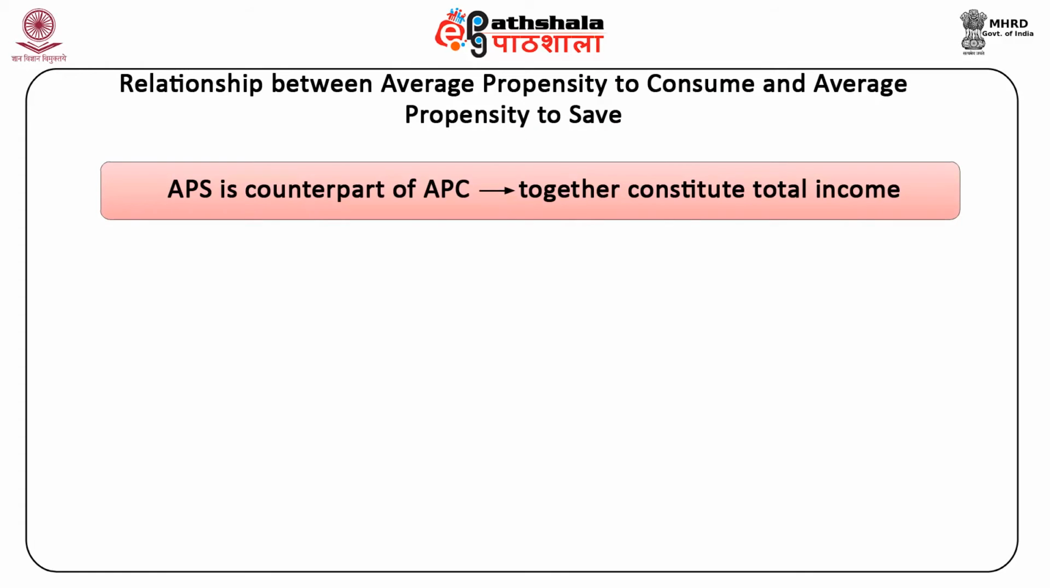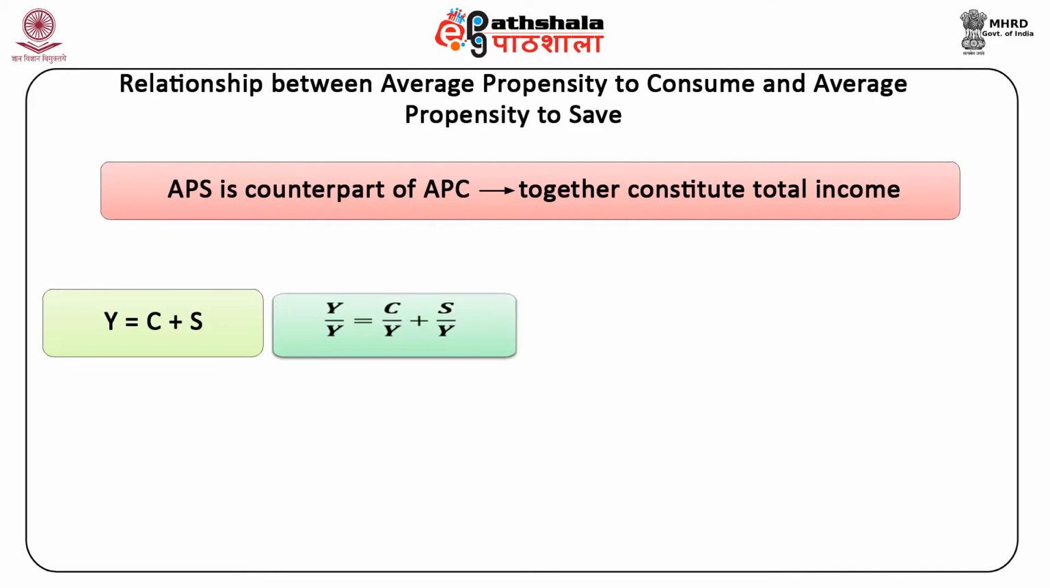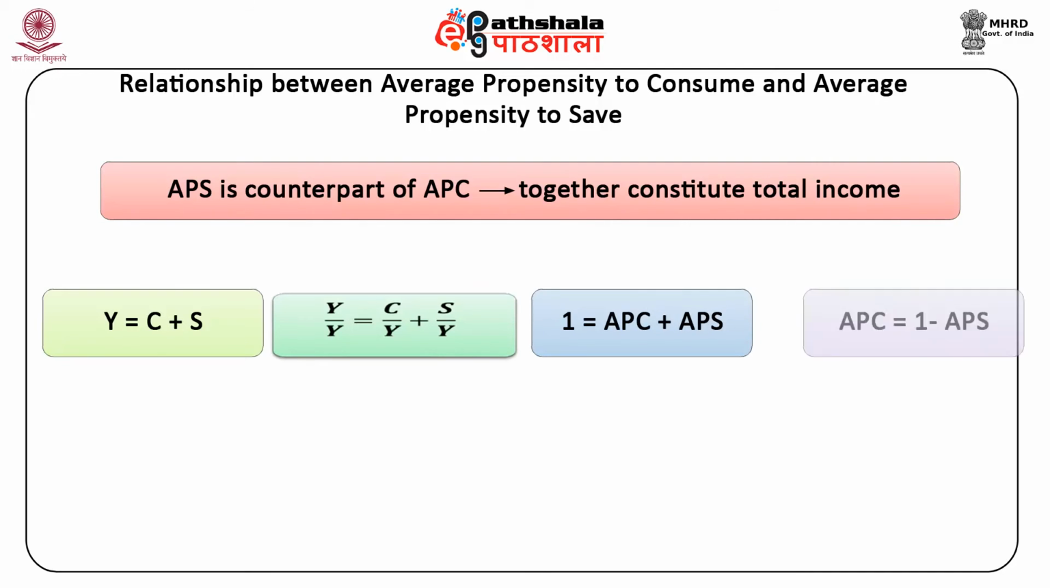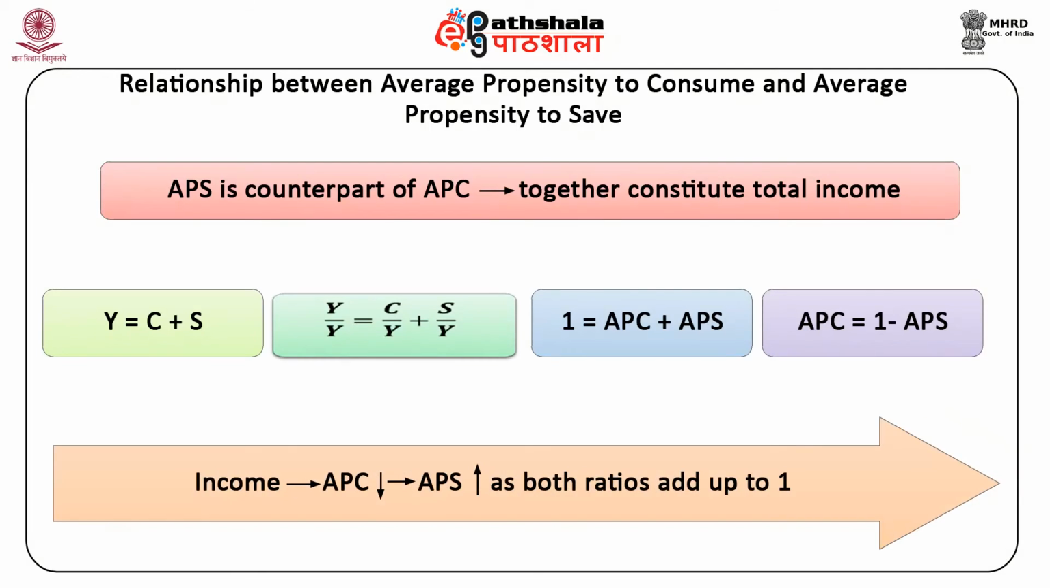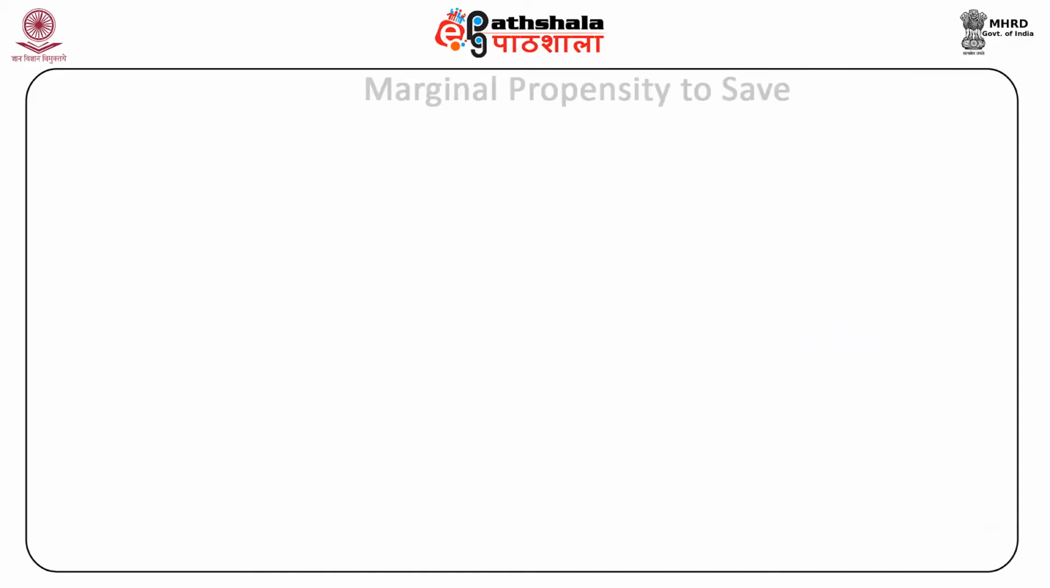APS is a counterpart of APC. Both together constitute total income. It can be derived as follows. Y = C + S. Divide both sides by Y. We get Y/Y = C/Y + S/Y, so 1 = APC + APS, and APC = 1 - APS. As income increases, APC decreases, then APS must increase as income increases because these two ratios add up to 1 at all levels of income.